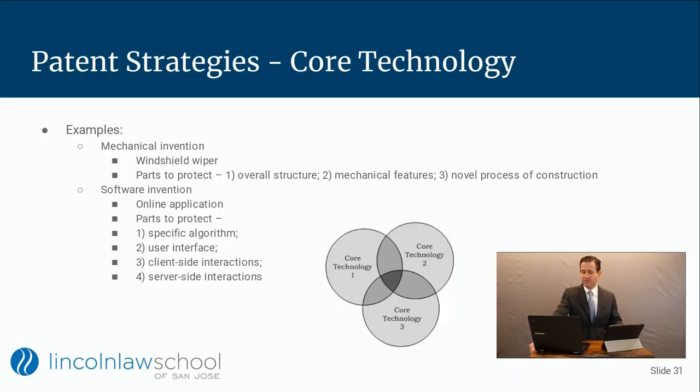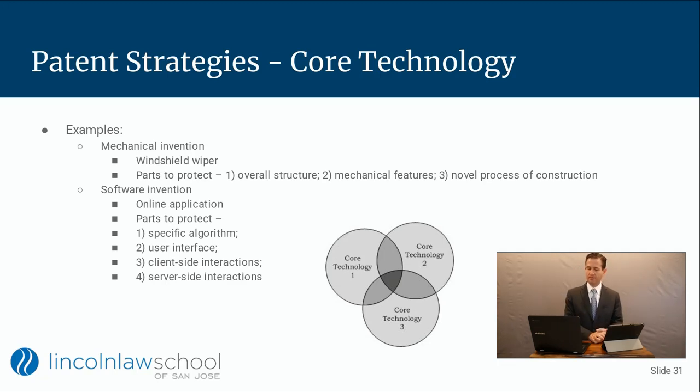Core technology, as you see here, we may have, with the overlapping Venn diagrams, core technology 1, 2, and 3, and what you really want to do starting now is protect where there is the most overlap, because that really would be our most fundamental component of what is going on.